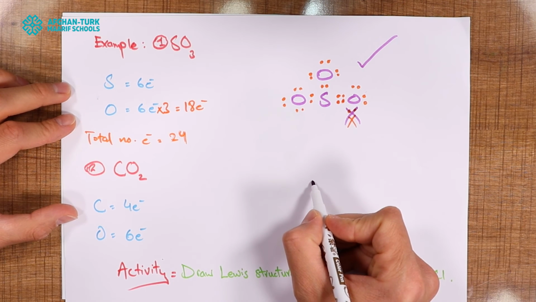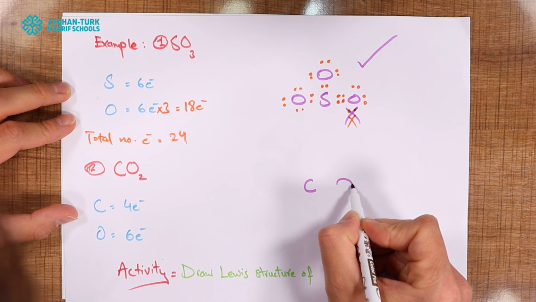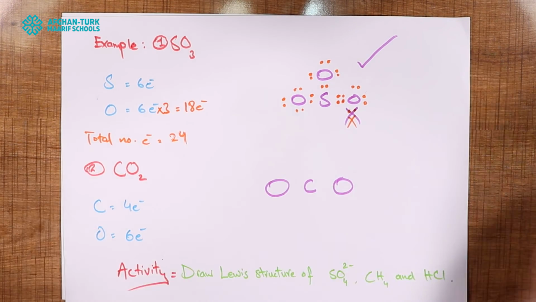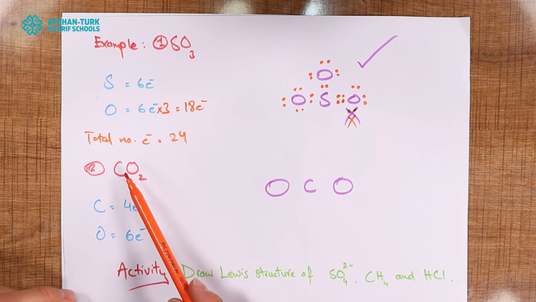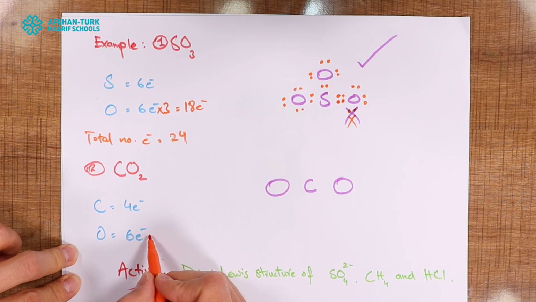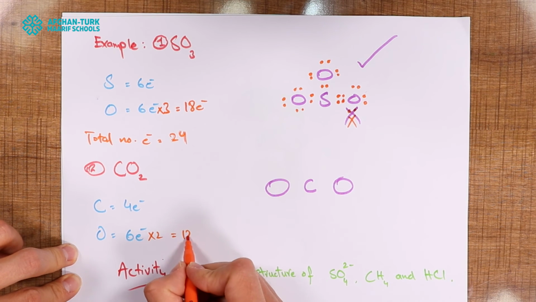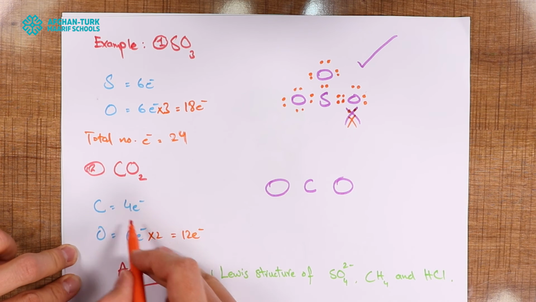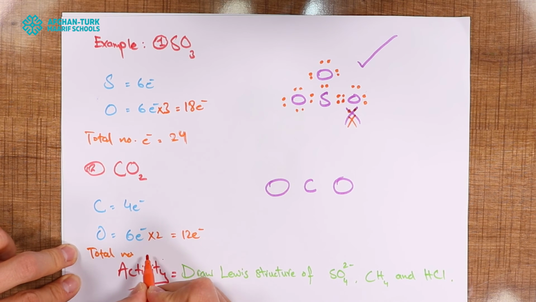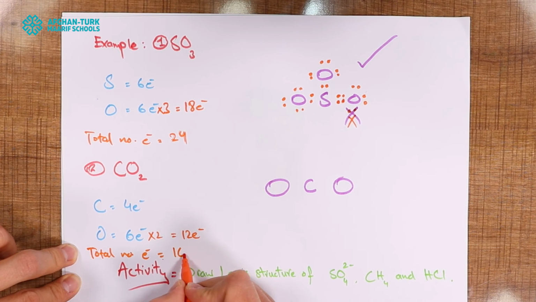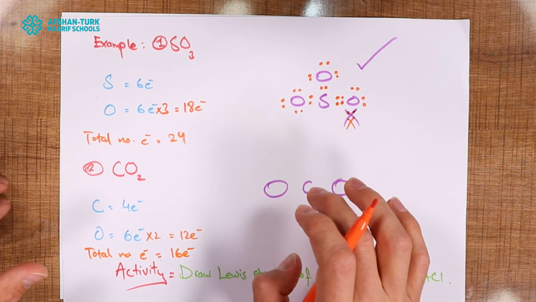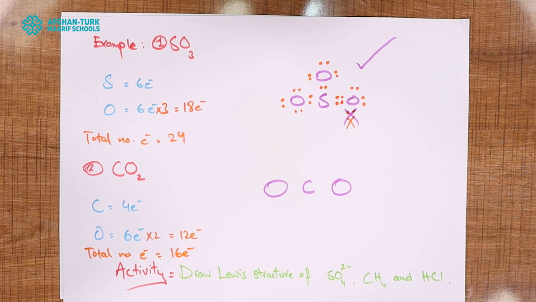Okay, let's go for the next one, carbon dioxide. Again, I am writing carbon in the center and oxygen on the sides. How many electrons? You can see that carbon has 4 valence electrons and oxygen has 6 electrons. 6 times 2 makes 12 electrons. If we add up 4 and 12, the total number of valence electrons is now 16. Now we have 16 electrons to put as dots around or inside this molecule.